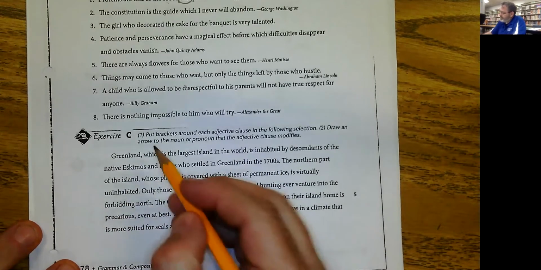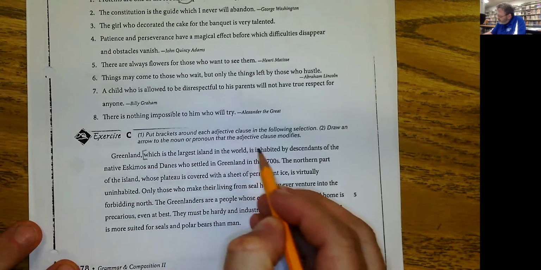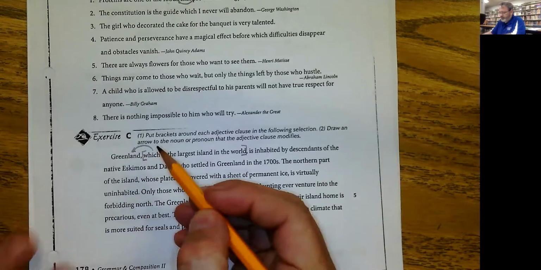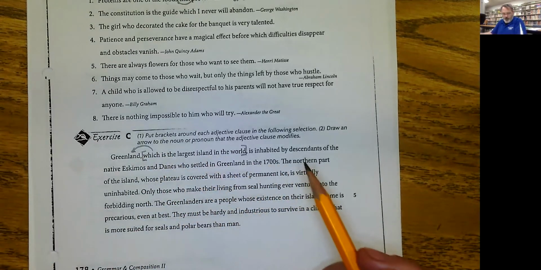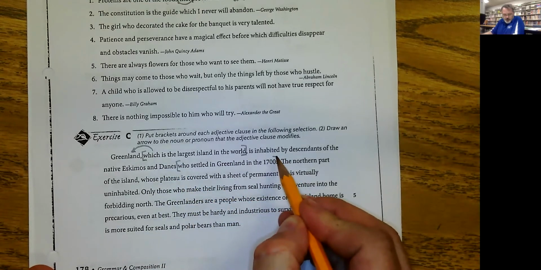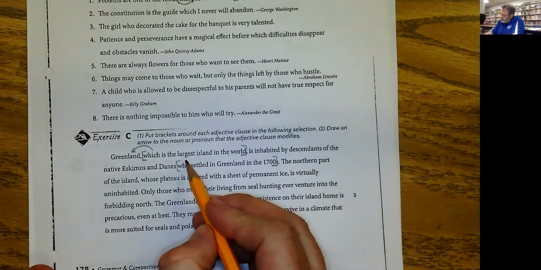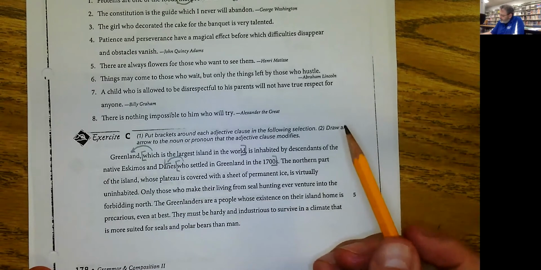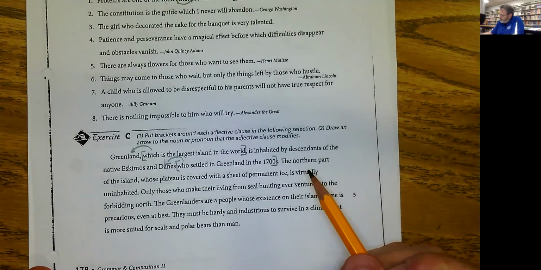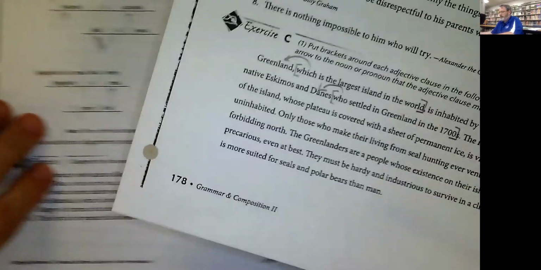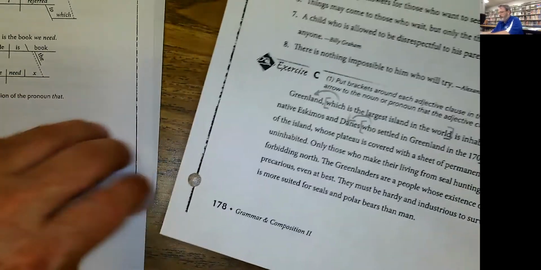That's the first sentence. Well, this clause is describing Greenland, I believe. And then this clause is describing Danes. Yeah, that's it. All right, you do the rest of that paragraph, and let's go to the diagramming, my favorite part.